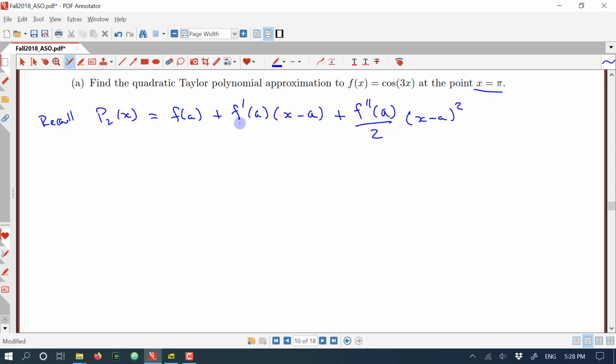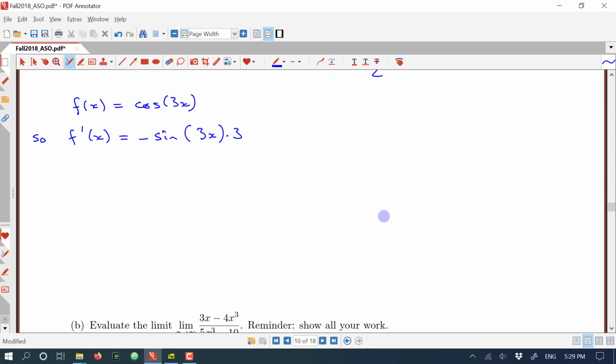So to be able to fill in the blanks in this formula, we need to know the function value. So let's just write this down here. And we also need the derivative, so we can calculate it. That'll be negative sine of 3x times 3, and then the second derivative will be negative the derivative of sine is cosine. We already have a 3, and then we'll get another 3 from the derivative again, and that will boil down to negative 9 cos of 3x.